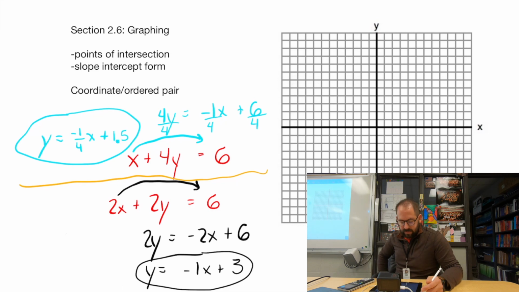All right. Now we have to graph. So on the top one, how do I graph that? Where do I start on that top one? 6. Say it again? 6. Nope.